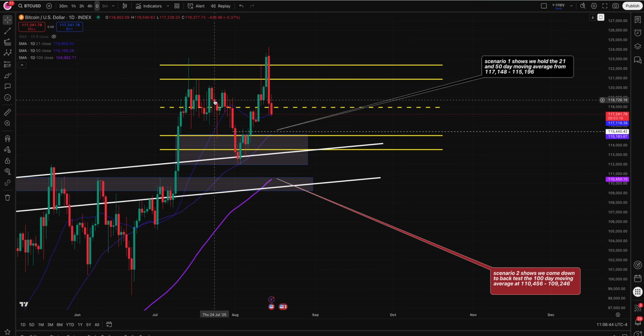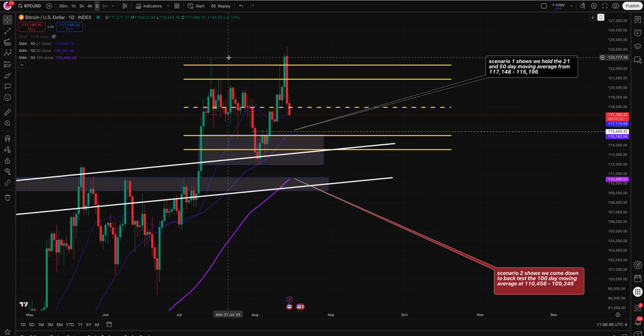Let's take a look at Bitcoin here today. Now, Bitcoin isn't making any definitive moves to the upside or to the downside. You guys can see that we've been ranging since July 14th. We came down to the lows of the range, swept the lows, then we came up to the highs of the range, and then swept the highs.